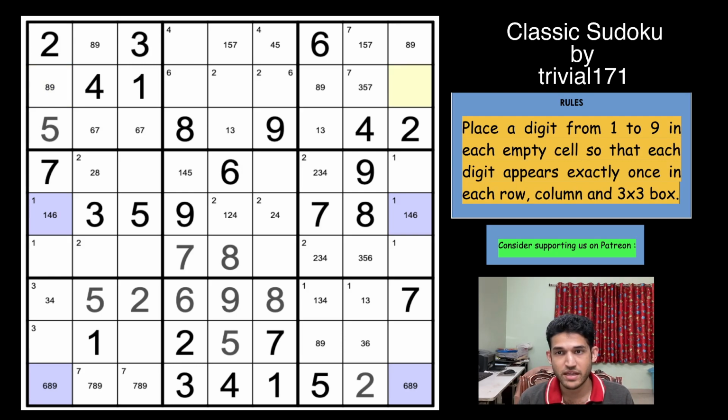Before that, look at this cell. Can't be 2, 4, 6, 8, 9. Cannot be 1 and 7. It's 3, 5. Wow, that's pretty restricted. Just 3, 5.